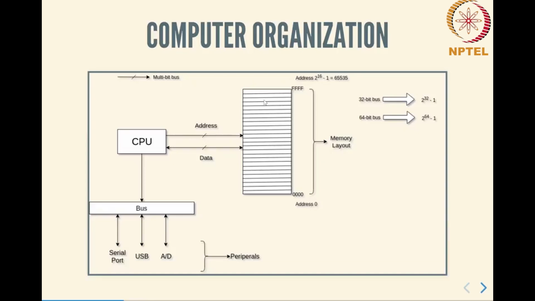The memory communicates with the CPU using a data bus, which is bidirectional. You could either write from the CPU into memory or read from the memory back to the CPU. And finally, on the bottom left, you would notice that there is a block marked the bus, to which are connected the serial port, USB, A to D, etc. Those are collectively known as peripherals and essentially enable communication with the outside world.